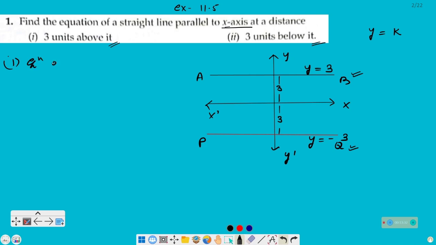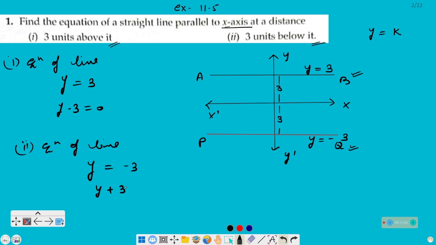For first part, equation of line is y is equal to 3, y minus 3 is equal to 0, and second part, equation of line y is equal to minus 3, y plus 3 is equal to 0.